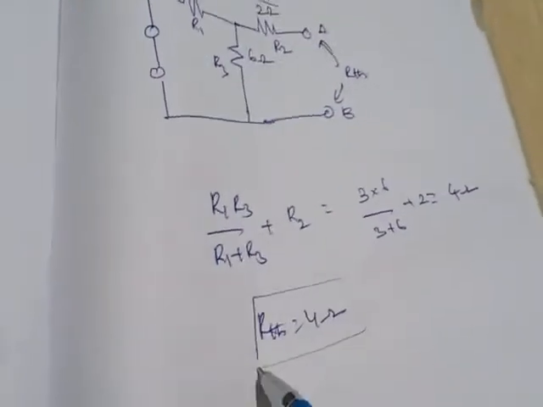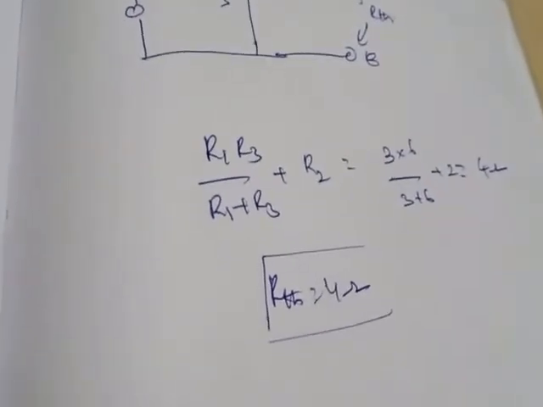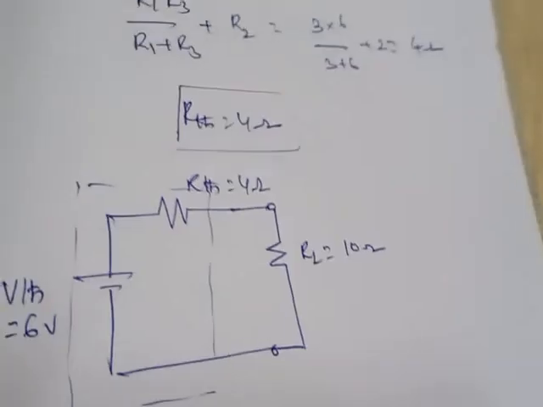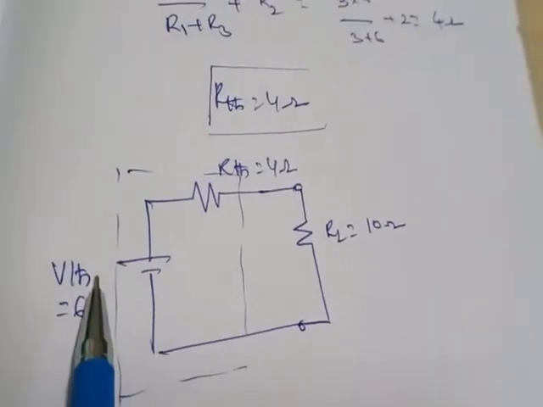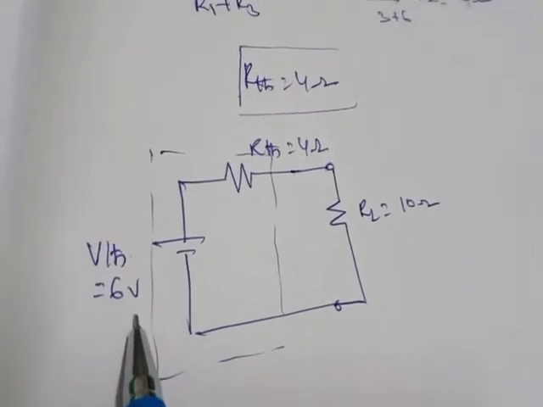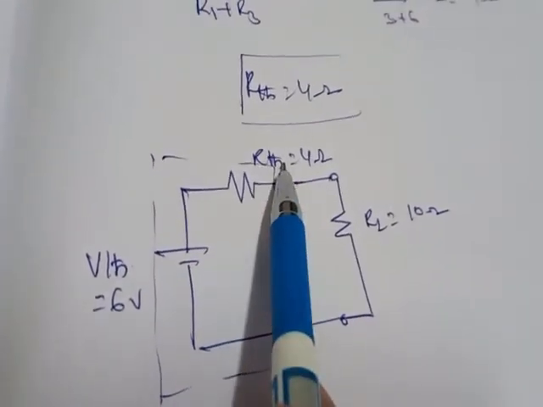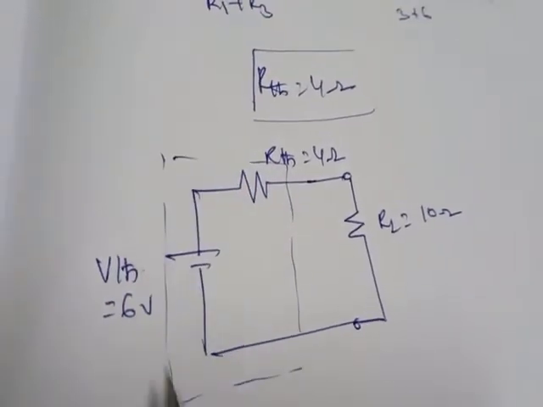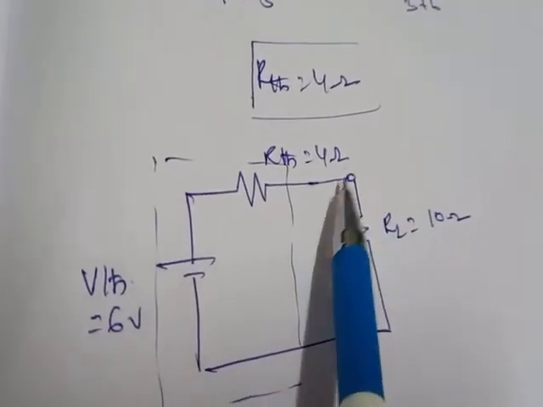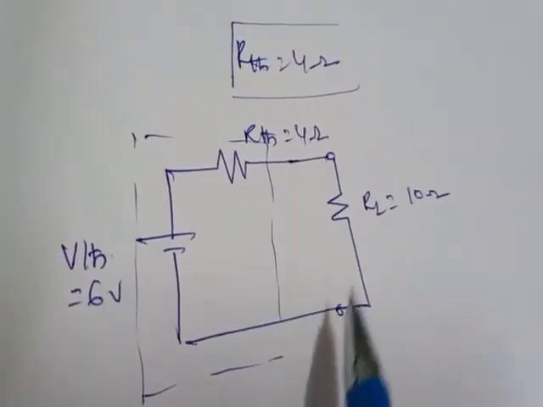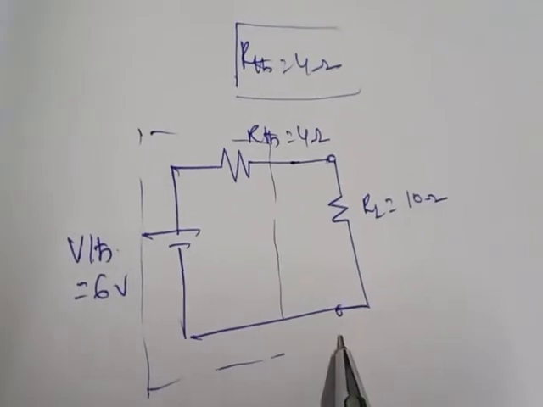So we got VThevenin and RThevenin. Now we'll represent them with an equivalent circuit. How is Thevenin's equivalent circuit represented? VThevenin, 6 volts, in series with RThevenin, 4 ohms. The dotted portion represents the equivalent circuit. And now finally the load resistance, whatever is connected between the A and B terminals, you have to bring back and connect to the circuit.